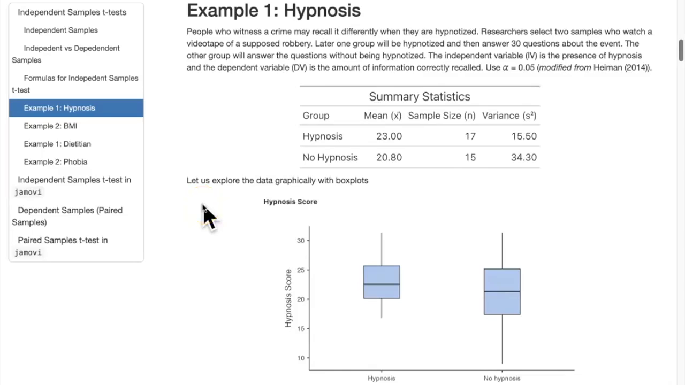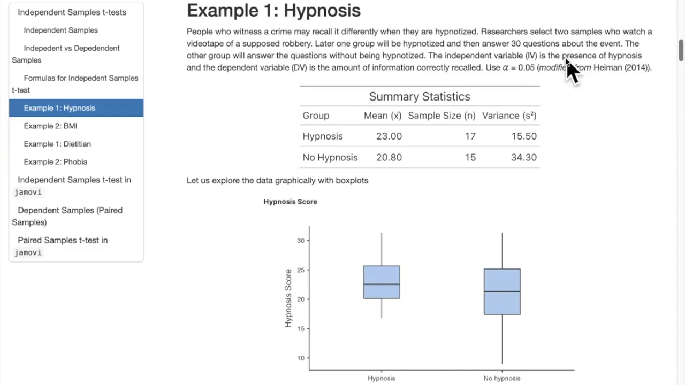Okay, in this video I'm going to show you how to do an independent samples t-test in Jamovi. I'm going to do example 1, hypnosis. So we had 2 independent samples. They were shown a video, and then later they're asked how much they recall from it. So the independent variable is whether they were hypnotized or not before they were asked to recall.